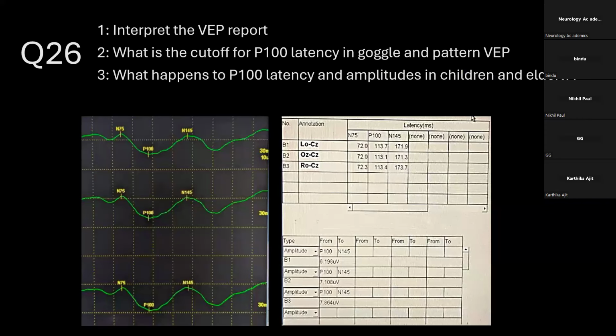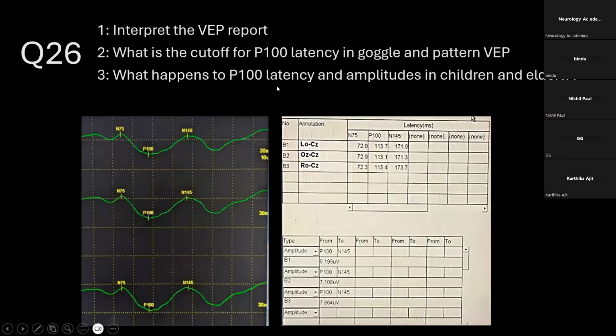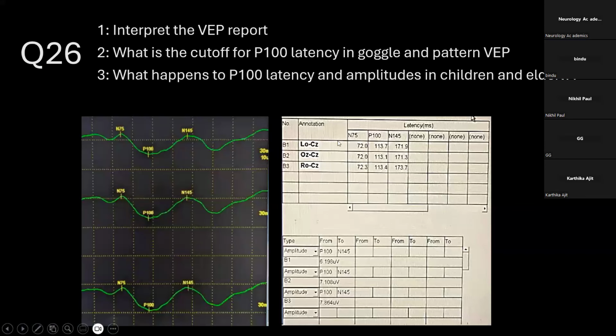Interpret the VEP report. What is the cutoff value for P100 latencies? Here, there was a prolonged P100 latency, suggestive of likely demyelinating etiology. The normal upper limit for pattern is 110 milliseconds, and for goggle it is 140 milliseconds. Here we can see the P100 latency is 130, so it's prolonged.